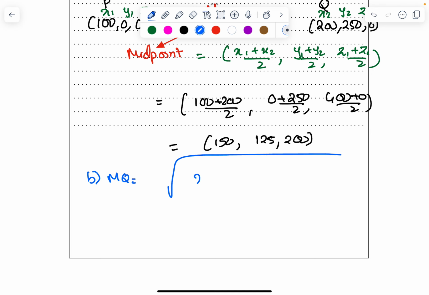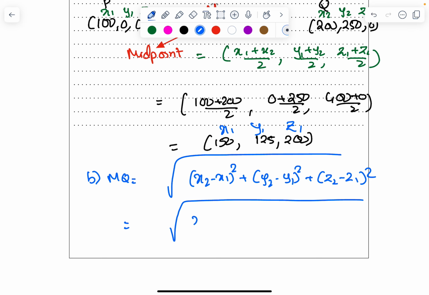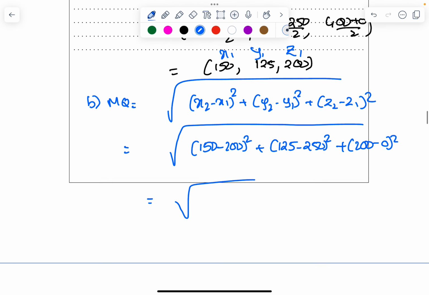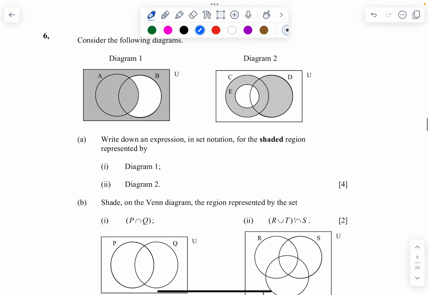So the formula is going to be square root of (x2 minus x1) whole square plus (y2 minus y1) whole square plus (z2 minus z1) whole square. So this x1, y1, z1 will become the new x1, y1, z1. So it's going to be square root of (200 minus 150) whole square, or we can write it as (150 minus 200) whole square, plus (125 minus 250) whole square plus (200 minus 0) whole square. So simplify that by the calculator. Square root of 58,125, which is 241 meters in three significant figures.